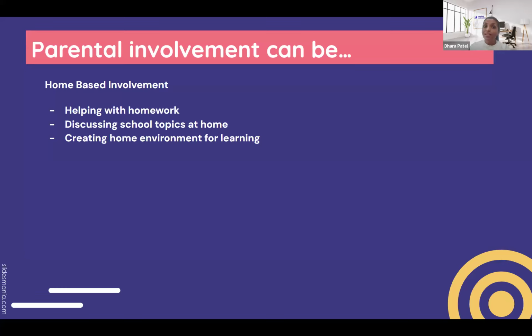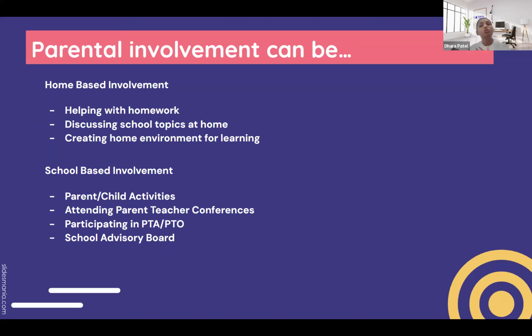So we have to acknowledge that parental involvement isn't always because a parent showed up at the school. You have to think, what are they doing at home, right? For example, the parents are helping their children with homework. They could be discussing school topics at home. They could be creating a home environment for learning, giving a safe space for their child to do what they have to do for school, and just to learn, to be independent thinkers and learners.